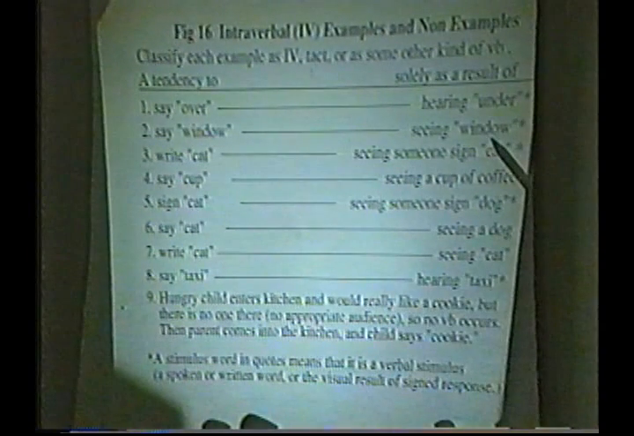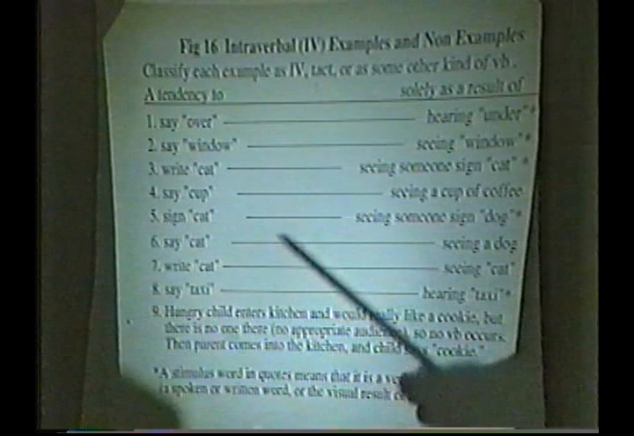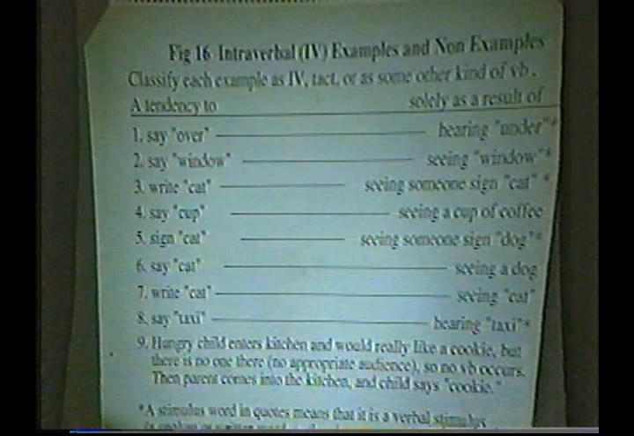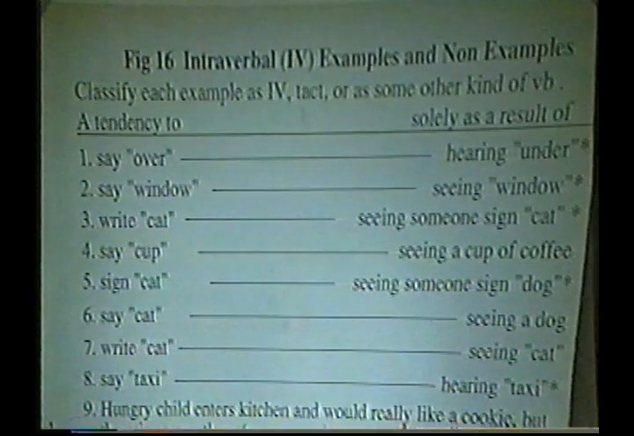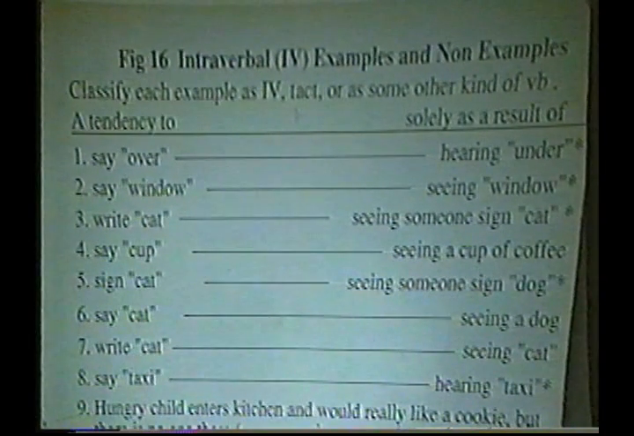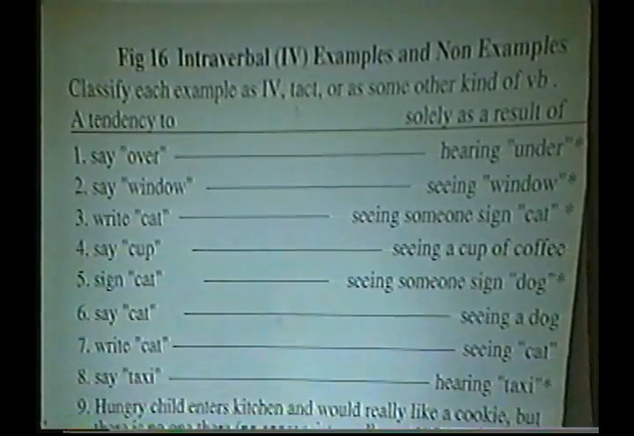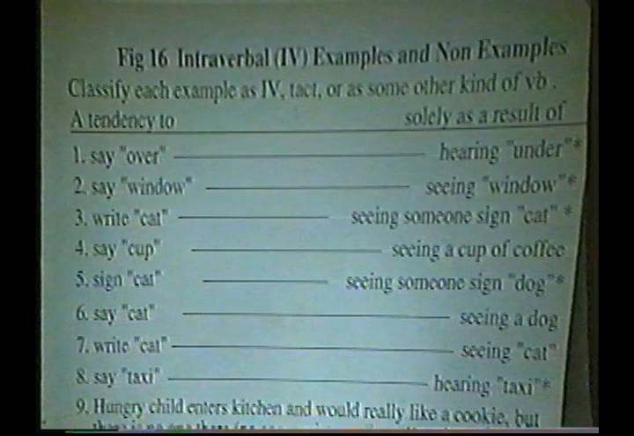Say window as a result of seeing the written word window. No good. Point-to-point correspondence. Say cat as a result of seeing someone sign cat. Certainly no good, because there's no point-to-point relation between any signs and any words. That's not a defect in either the words or the signs, you understand. It's simply a different kind of language relation.